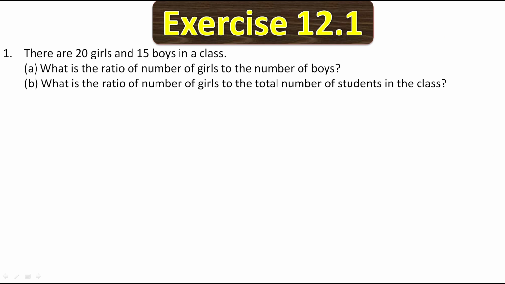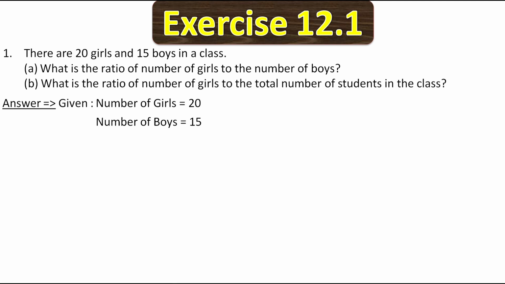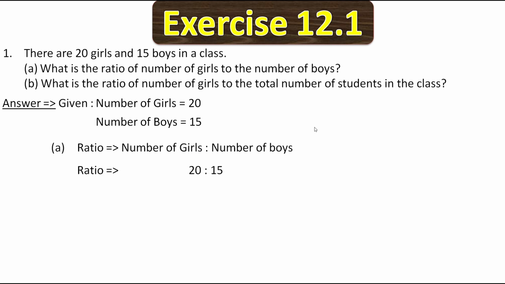So let's solve the first question. First of all, we will write the given things. They have given us that number of girls are 20 and number of boys are 15. And we have to find the ratio of number of girls to the number of boys. Ratio will have this colon in between them. Now number of girls are 20 here and number of boys are 15. So the ratio will be 20:15.